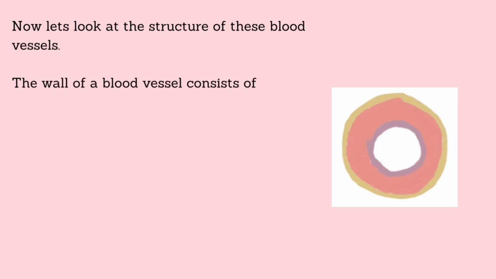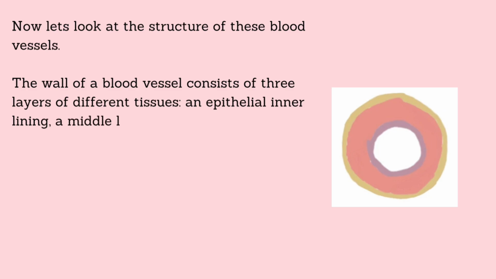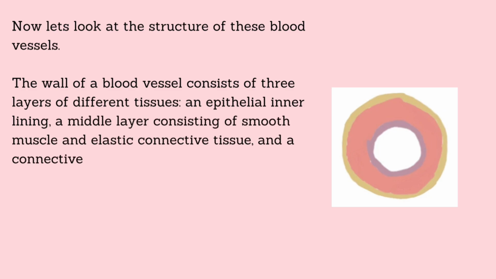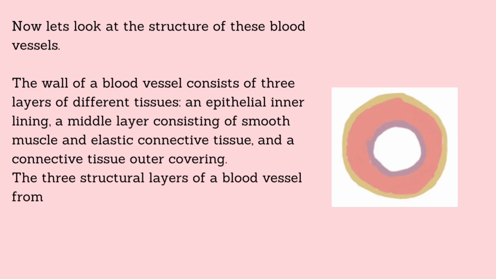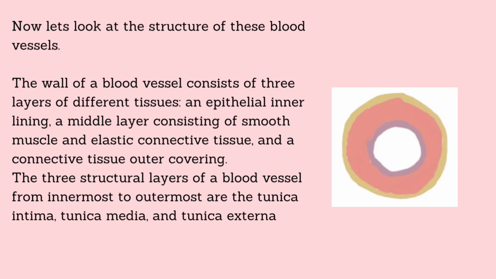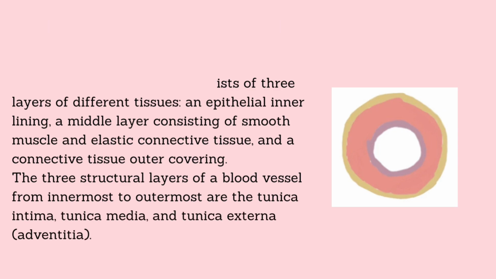Now let's look at the structure of each of these blood vessels. The wall of a blood vessel consists of 3 layers of different tissues: an epithelial inner lining, a middle layer consisting of smooth muscle and elastic connective tissue, and a connective tissue outer covering. The 3 structural layers of a blood vessel from innermost to outermost are the tunica intima, tunica media, and tunica externa.